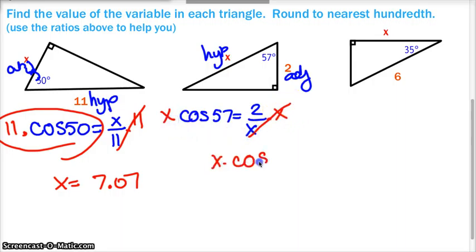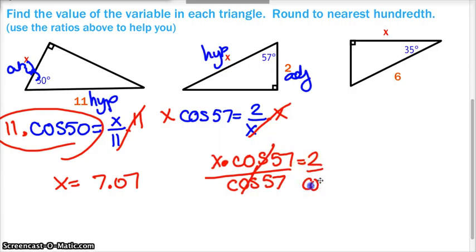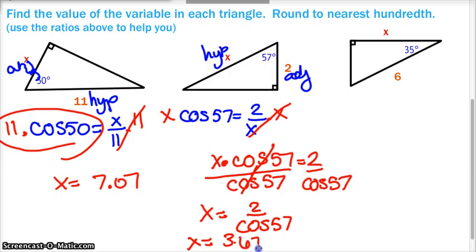When I go to do this one, I'm going to multiply both sides by x. Problem with the x being in the denominator is the problem's not done yet. It's still being held with the cosine of 57. So by dividing by this whole thing, and I know it looks kind of messy, but cosine of 57 is just a number, it's a decimal. X equals 2 divided by, grab your calculator and type it in. I got x to be 3.67.